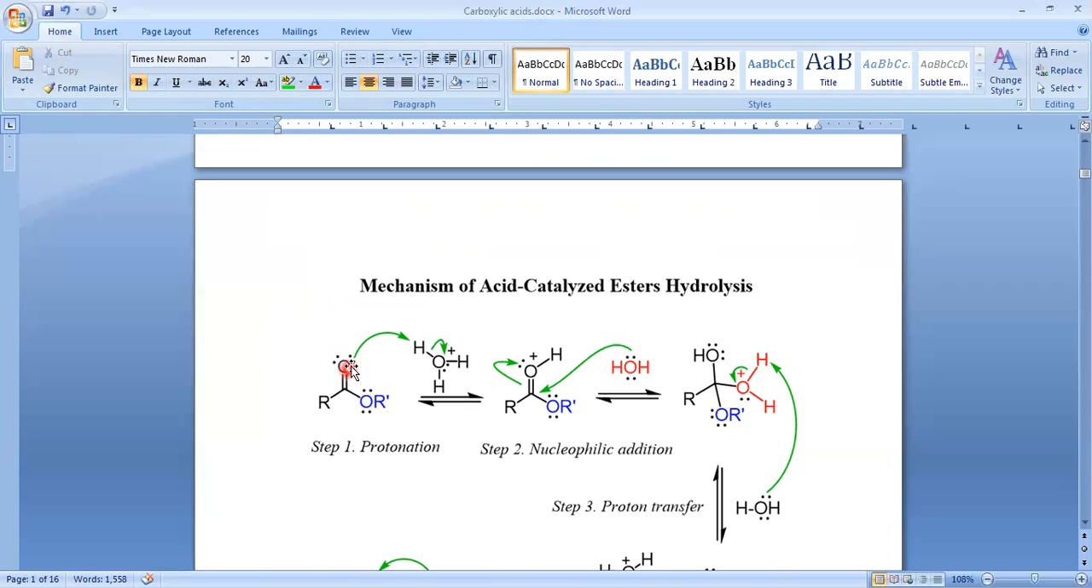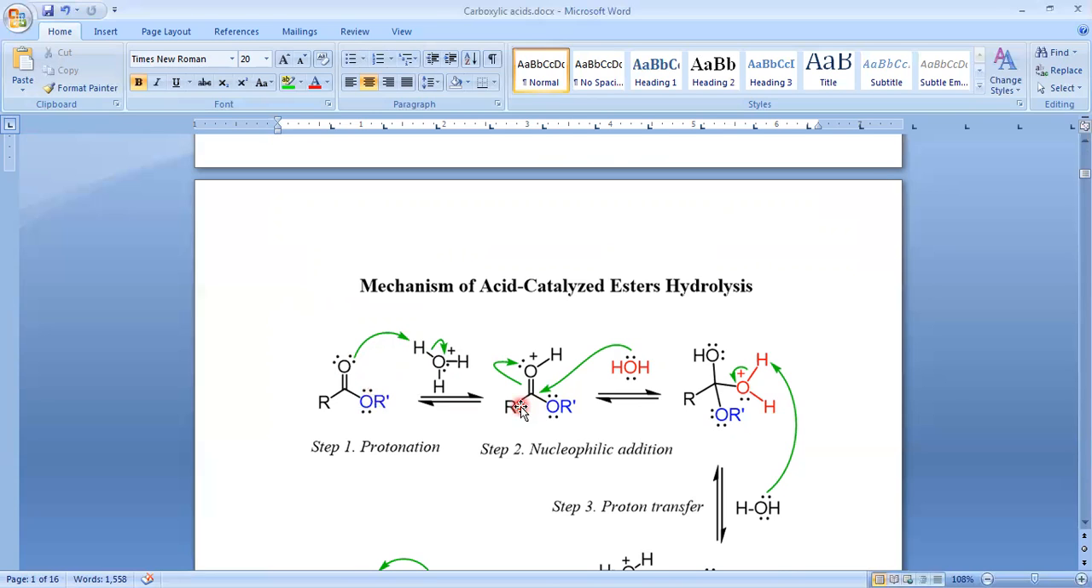In that carbonyl group, what do we have? We have lone pairs of electrons. These lone pairs of electrons are donated to whom? They can take up an H plus ion from water, that is the hydronium ion. It is a reversible step. Okay, so here the driving force is what?